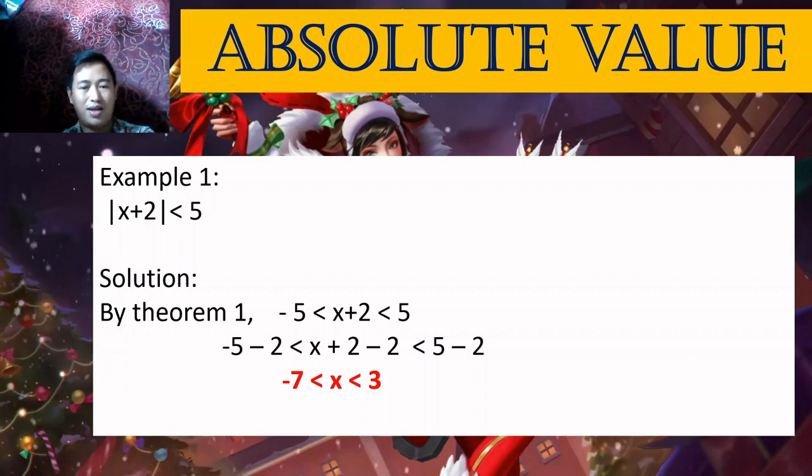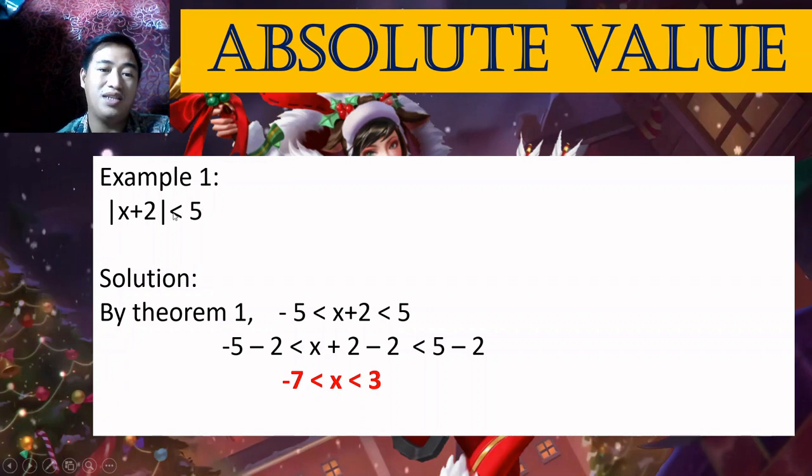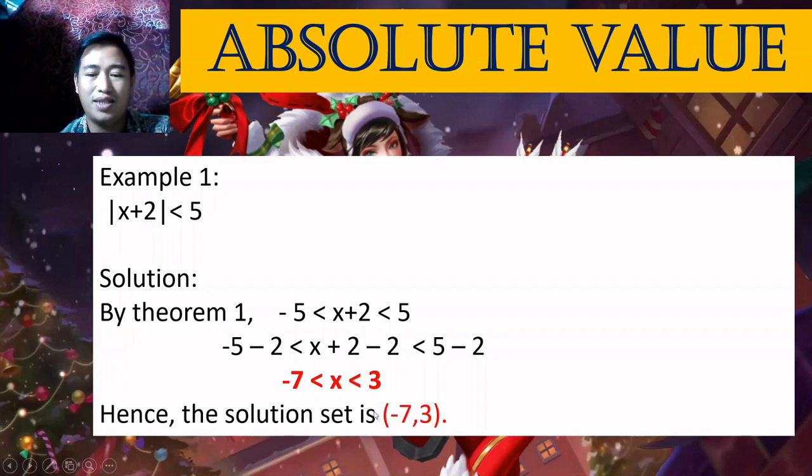Let's try negative 7. Negative 7 is not allowed since it is strictly less than. If x is negative 7, then x plus 2 is negative 5, and the absolute value becomes 5. So it equals 5, not less than 5. False, so negative 7 is not allowed. Also 3 is not allowed, since 3 plus 2 is 5 again, the absolute value is 5, and 5 less than 5 is false. It should be strictly in between the two. Hence the solution set is the open interval from negative 7 to 3.